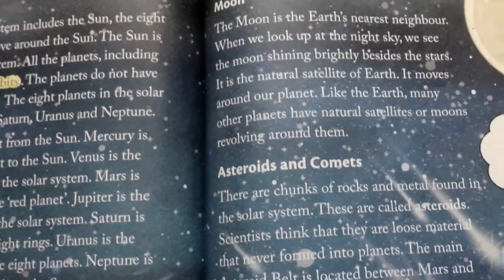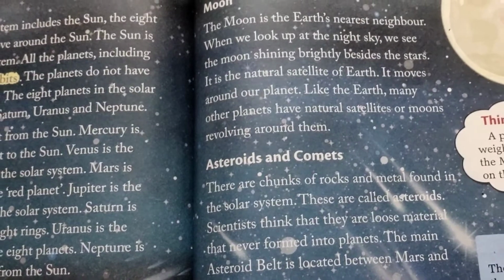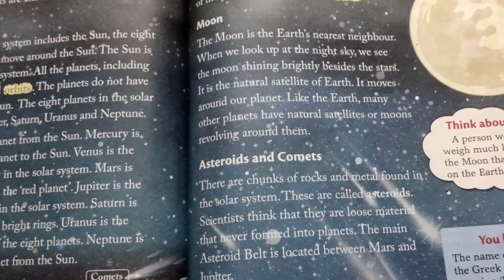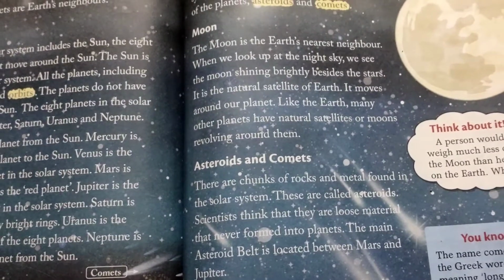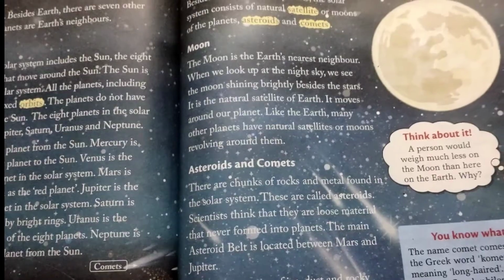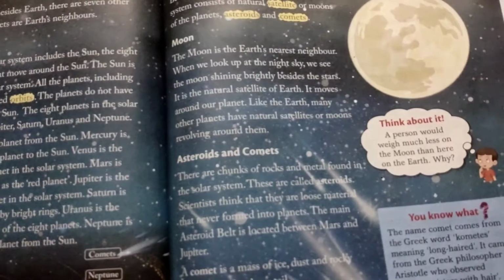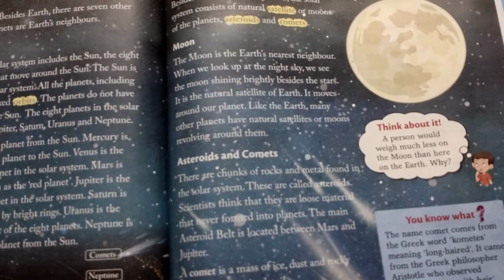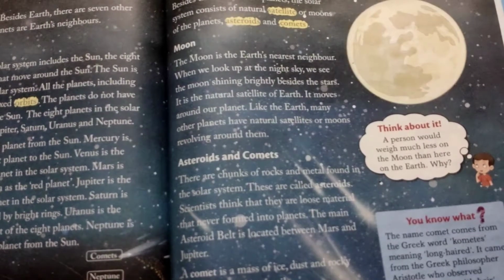Next we will talk about the moon. The moon is the Earth's nearest neighbor. Okay students, as we have neighbors at our home, who live beside us, likewise the moon is also the neighbor of the Earth and it is the natural satellite of Earth.